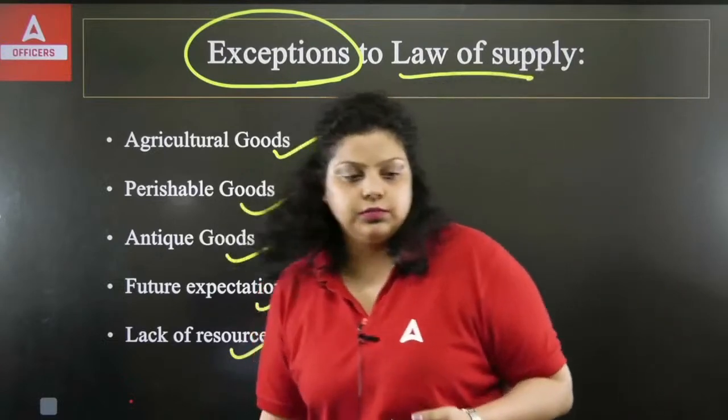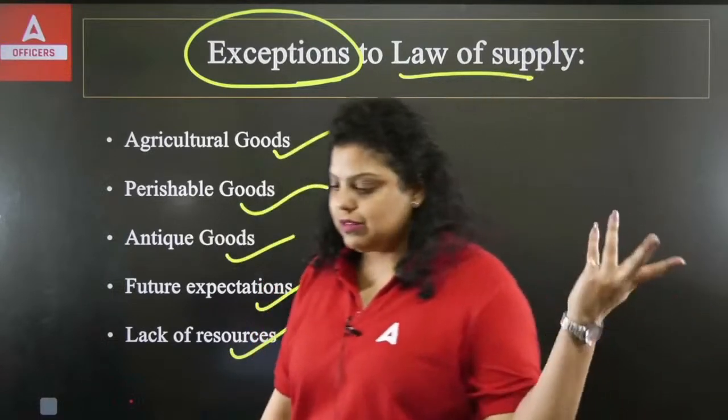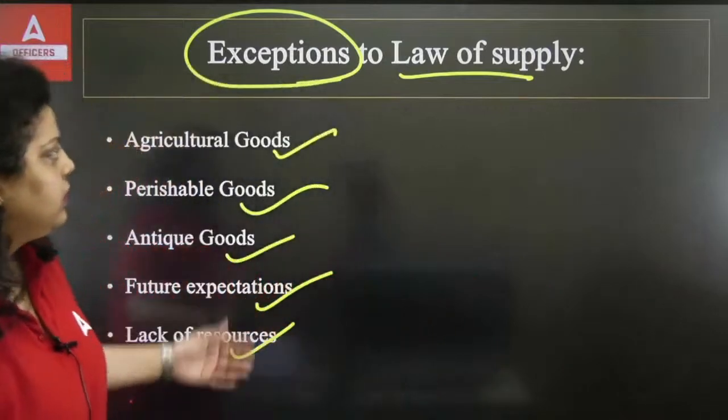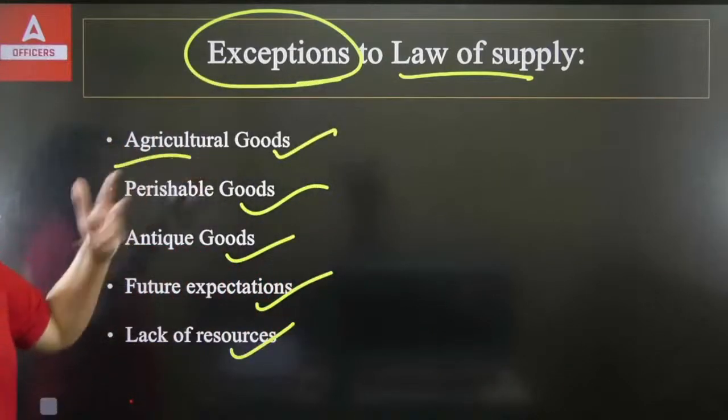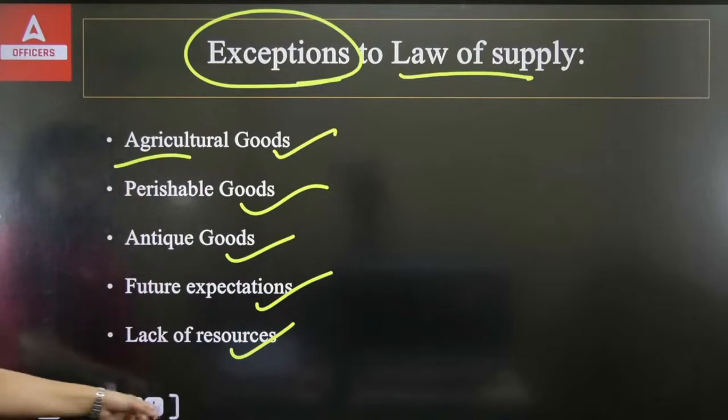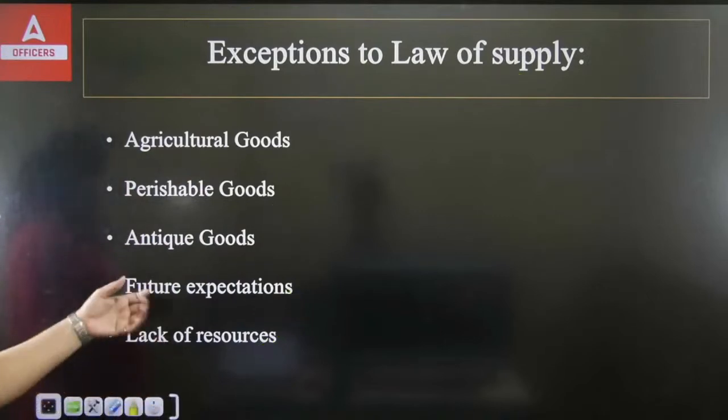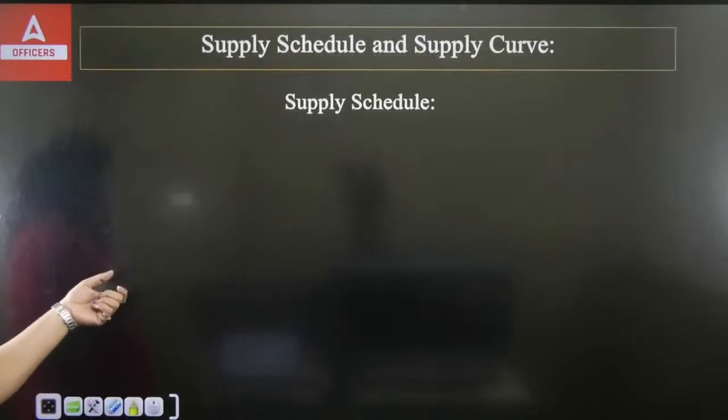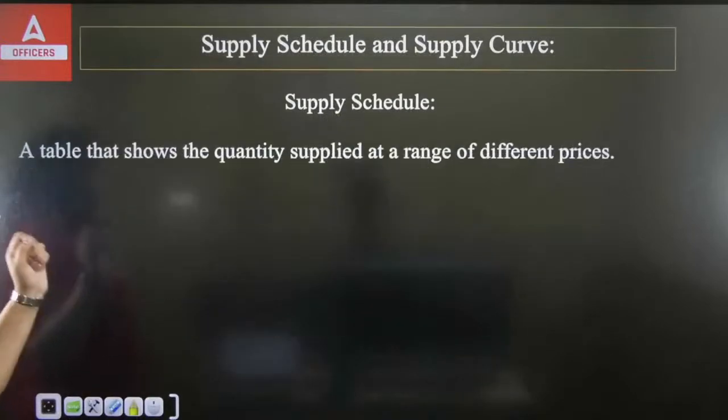Lack of resources. If there is lack of resources, obviously you will not be able to do what? Follow the law of supply, as the agriculture goods have. In agriculture goods you have lack of resources. So you can't be increasing the supply there. Okay, so that's what the law of supply says.